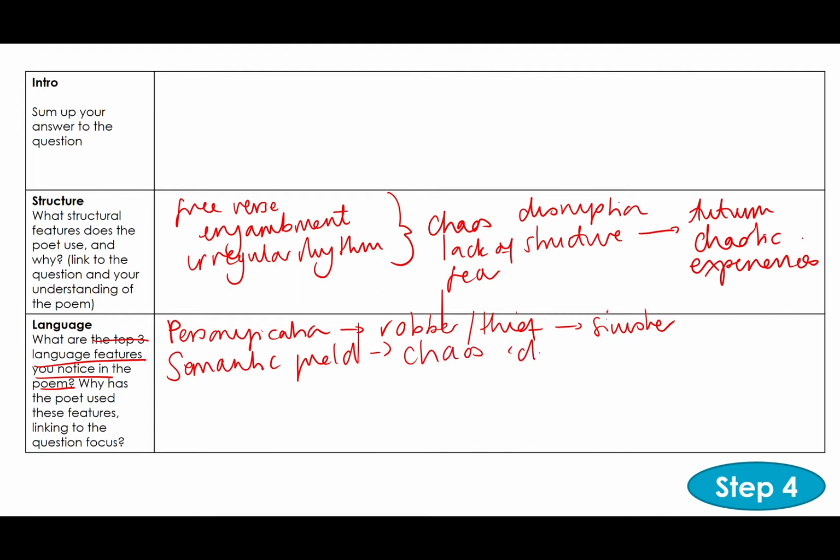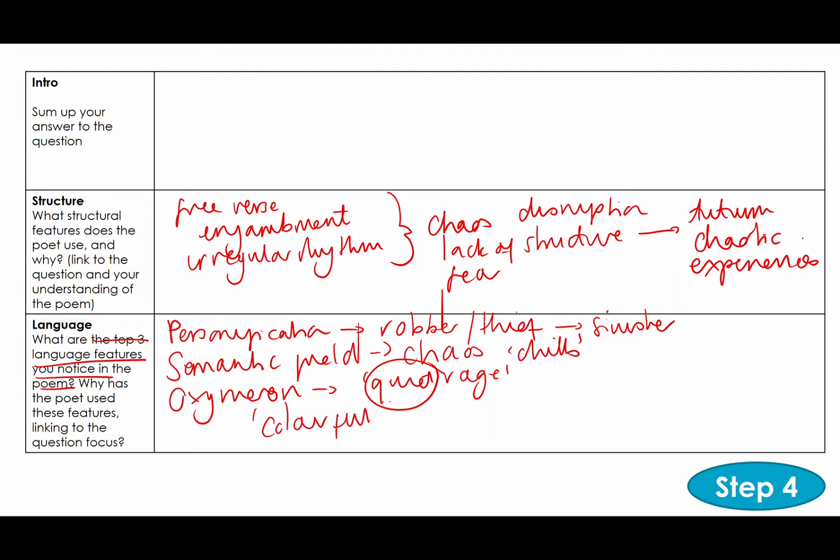And that was words like chills. And I'm going to review my poem. I'm also going to look at the oxymoron, quiet rage, to suggest maybe the idea of peaceful side of autumn. And I'm going to look at the word colourful as well, which I link to maybe beauty. So that autumn has got this kind of chaotic, sinister atmosphere, but also maybe has this kind of more serene, peaceful sense.